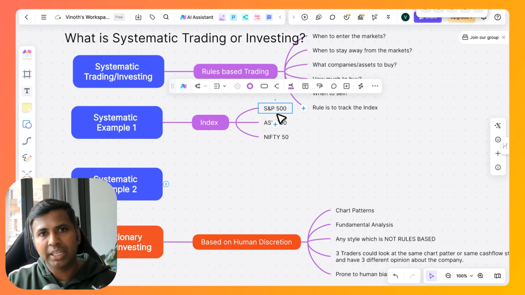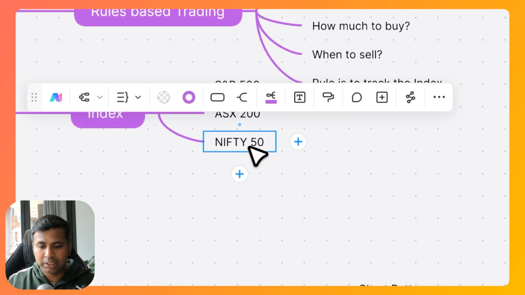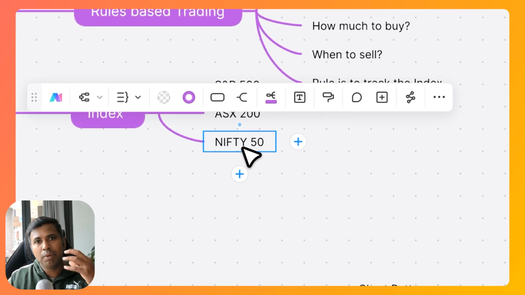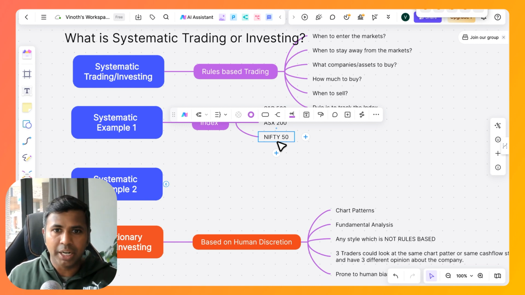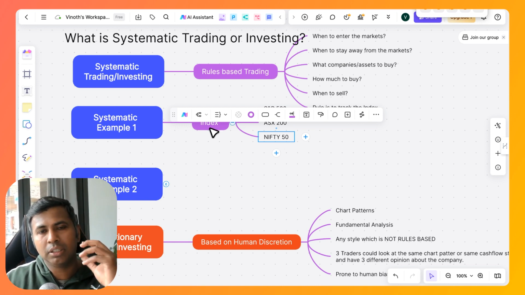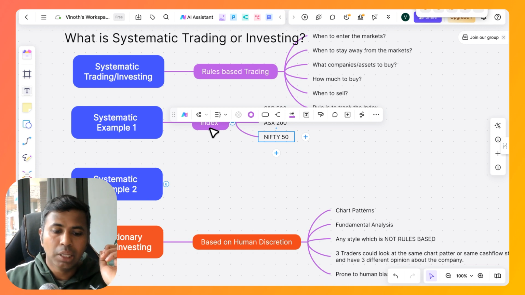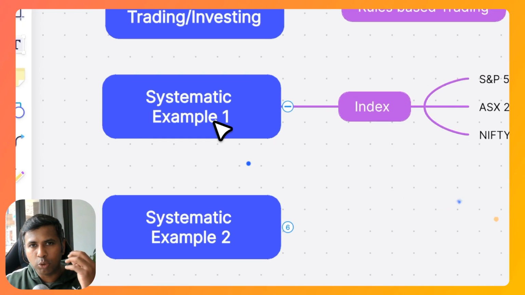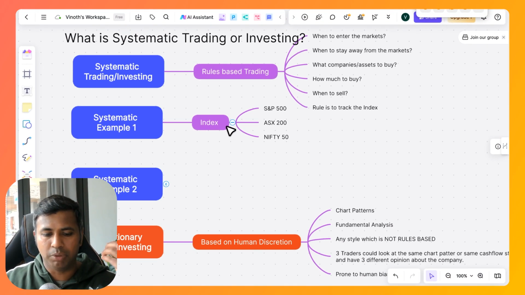But there are also variants like equal weight. What do we mean by equal weight? Let's take the example of Nifty 50. We will have 50 constituents in an equal weight strategy, and all these 50 constituents are given an equal weight. But in the traditional index, the weightage depends upon their market cap. Bigger companies get bigger weight, and smaller companies receive smaller weights. So this is one of the simplest forms of systematic investing or trading: index tracking or index investing.